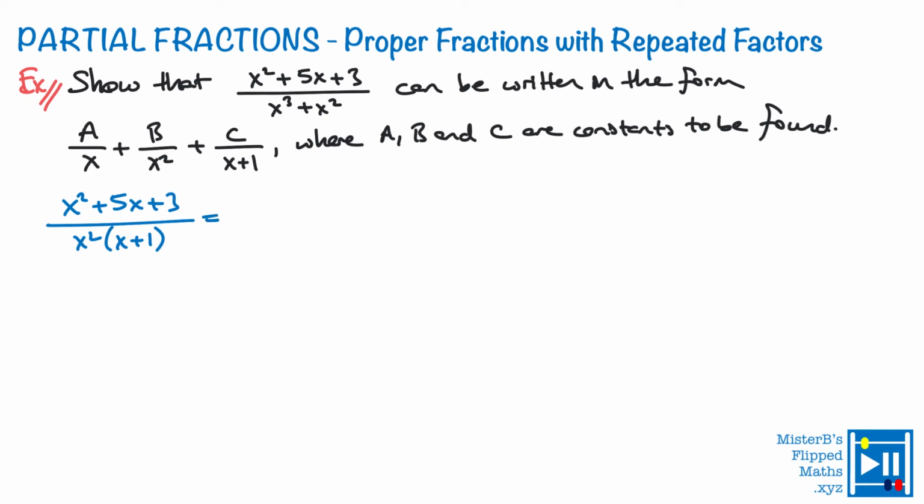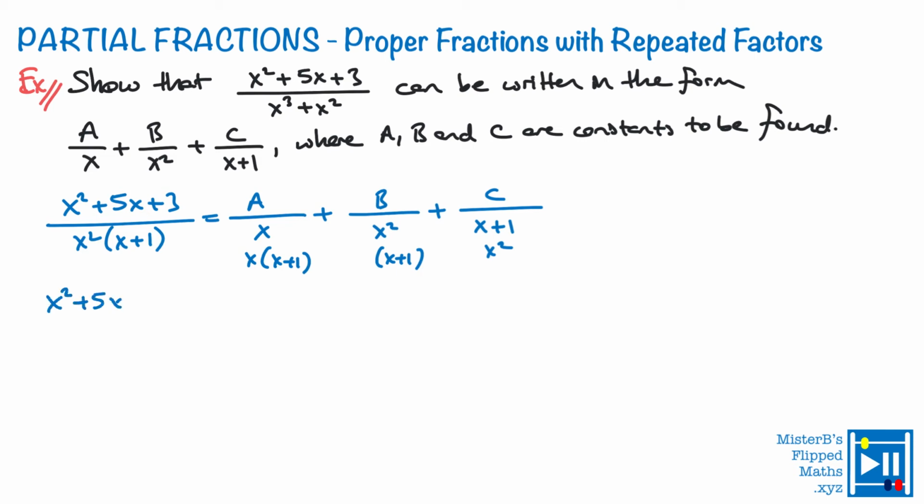So this is going to be equal to a over x plus b over x squared plus c over x plus 1. Now let's equate the denominators. It's going to be x times x plus 1 here, x plus 1 here, and x squared here for expanding these fractions. And getting rid of the denominator, we're going to have x squared plus 5x plus 3 equals a times x plus 1 plus b times x plus 1 plus c times x squared.